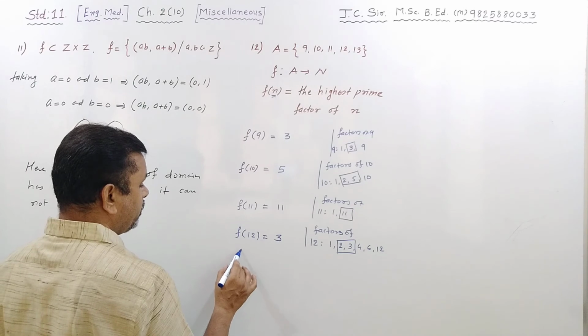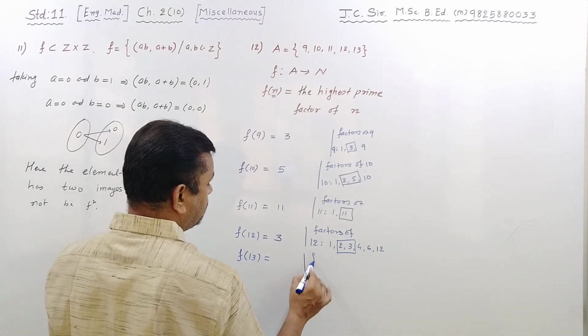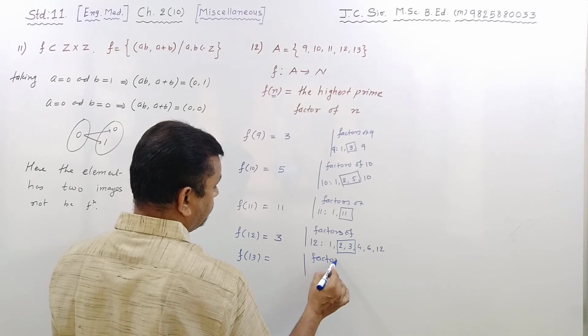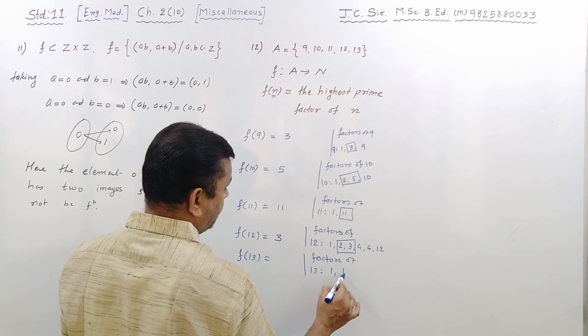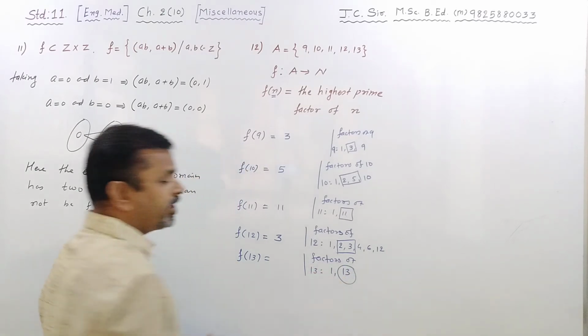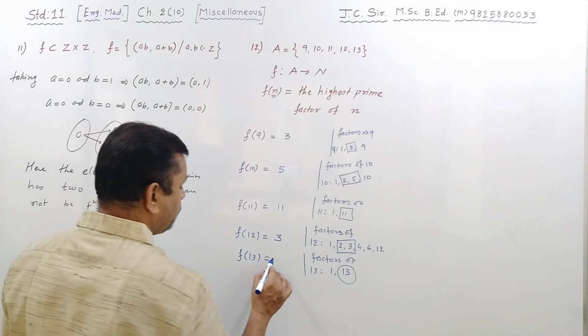In the last element, F13 means factors of 13, which are 1 and 13 only. So 13 is prime, which is the only prime, therefore 13 will be the answer.